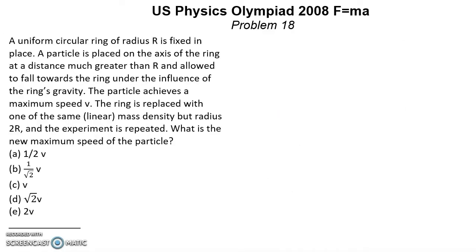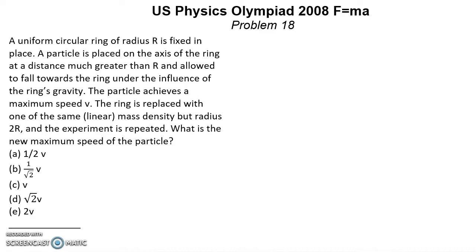Problem number 18. A uniform circular ring of radius big R is fixed in place. A particle is placed on the axis of the ring at a distance much greater than R and allowed to fall toward the ring under the influence of the ring's gravity. The particle achieves a maximum speed V. The ring is replaced with one of the same linear mass density but radius 2R, and the experiment is repeated. What is the new maximum speed of the particle?